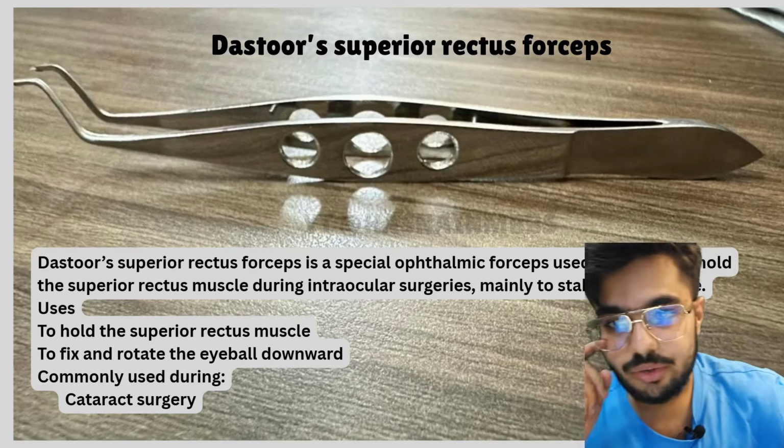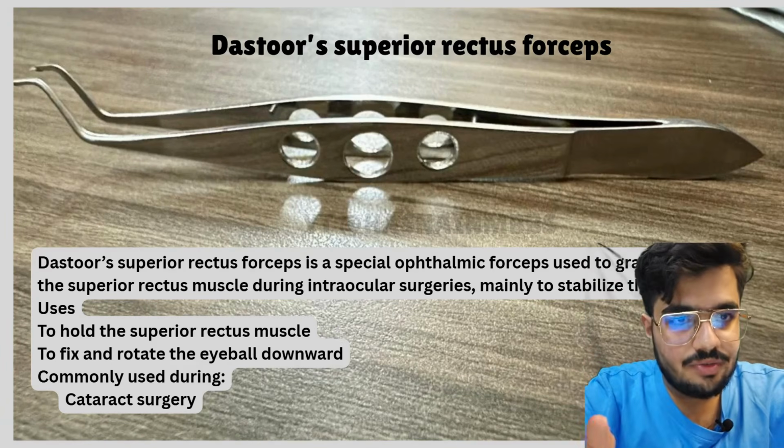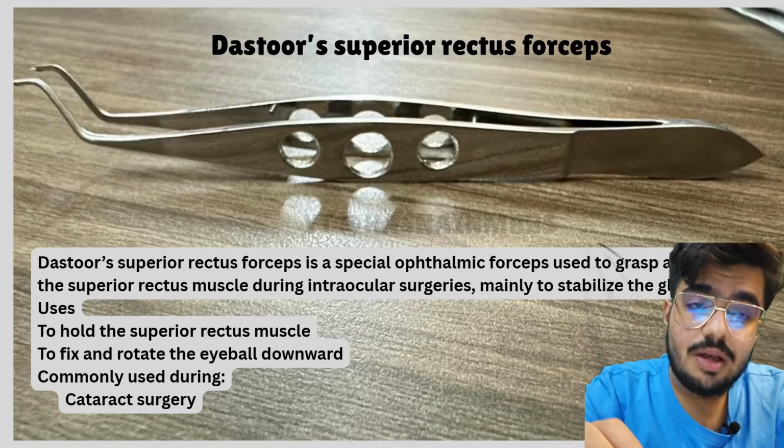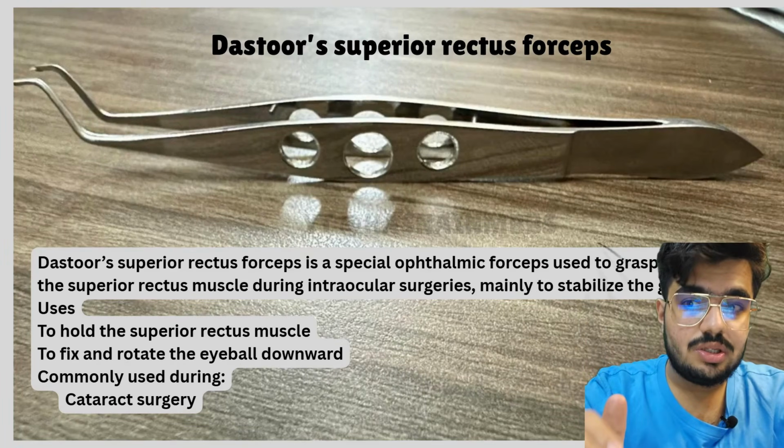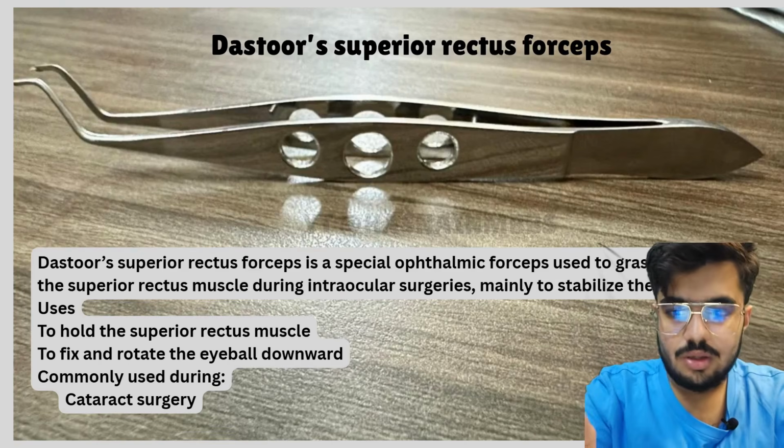This was about our Dastur superior rectus forceps. Your question may ask what are the steps of SICS. So keep in your mind, this is how the Viva goes if the Dastur superior rectus forceps is handed to you.